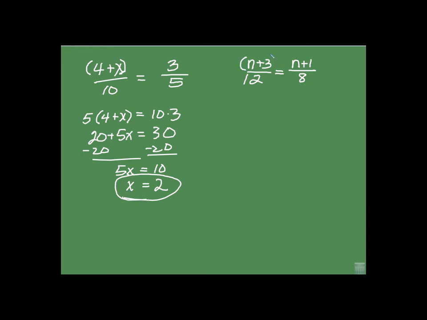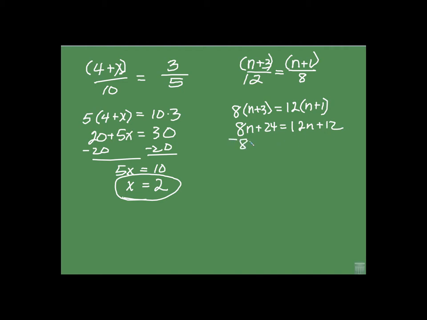On this side, we do the same thing. We again remember that n plus 3 and n plus 1 should really be in parentheses. So we multiply 8 times n plus 3, and that equals 12 times n plus 1. Now, if we expand the parentheses, this would be 8n plus 24 equals 12n plus 12.